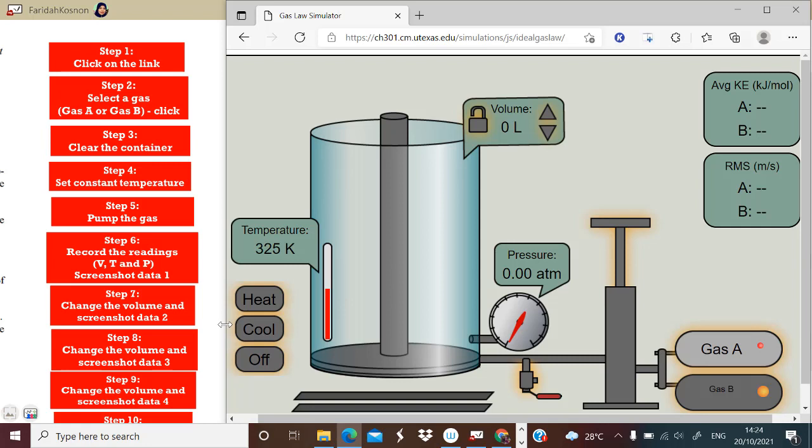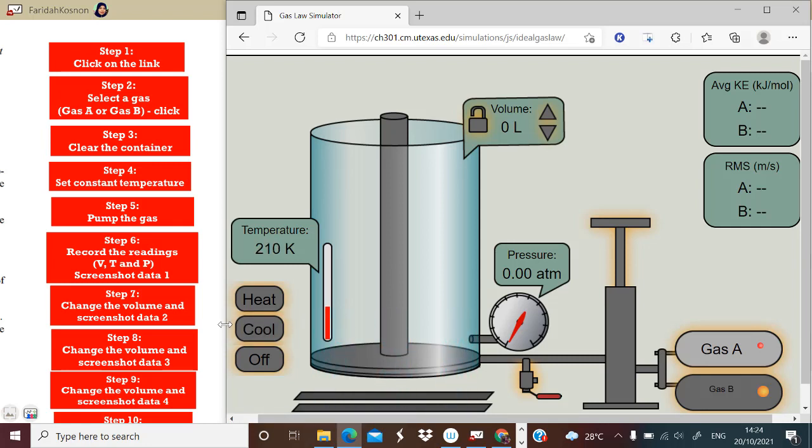Jadi macam mana kita nak set temperature ini? So you nampak kat sini ada heat, ada cool, ada off. Jadi kita main-main pada button ini lah, sama ada kalau kita nak increase temperature, kita klik lepas tu kita stop. Kalau nak turunkan suhu pun sama juga. So sekarang ni 325 dan lebih daripada range. Jadi saya nak kurangkan sikit lah, supaya dia berada dalam range yang diminta.